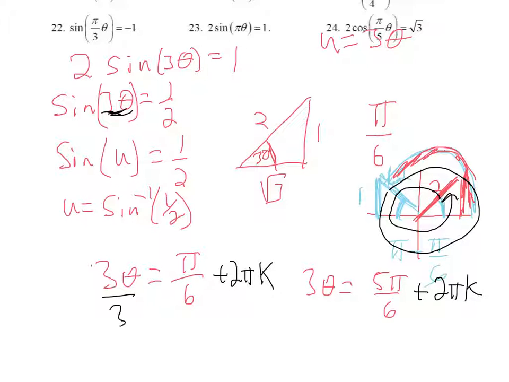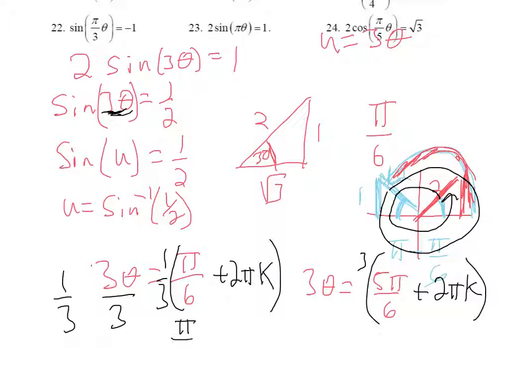So in order to account for that, we're just going to divide by 3, or maybe it'll be easier to think about this: I'm going to multiply by 1/3. So if I multiply both sides of this equation by 1/3, and both sides of this equation by 1/3, that's going to give me pi over 18 plus 2 pi over 3, which works out to be the period. And that's where we're getting that k. And same deal here, so we're going to get 5 pi over 18 plus 2 pi over 3 times k. And those are the two answers.